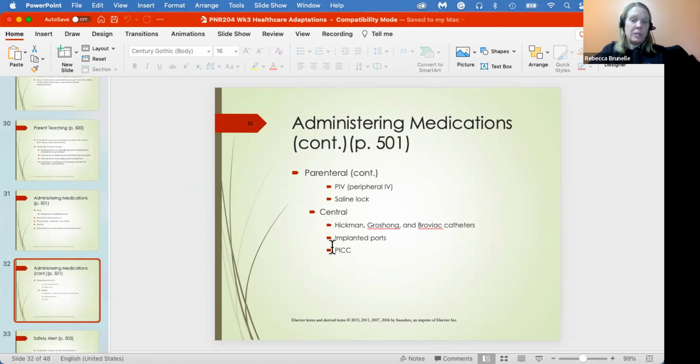We talked about parenteral, you guys knew, that's the IV, and these are central lines. These are examples of different central catheters.